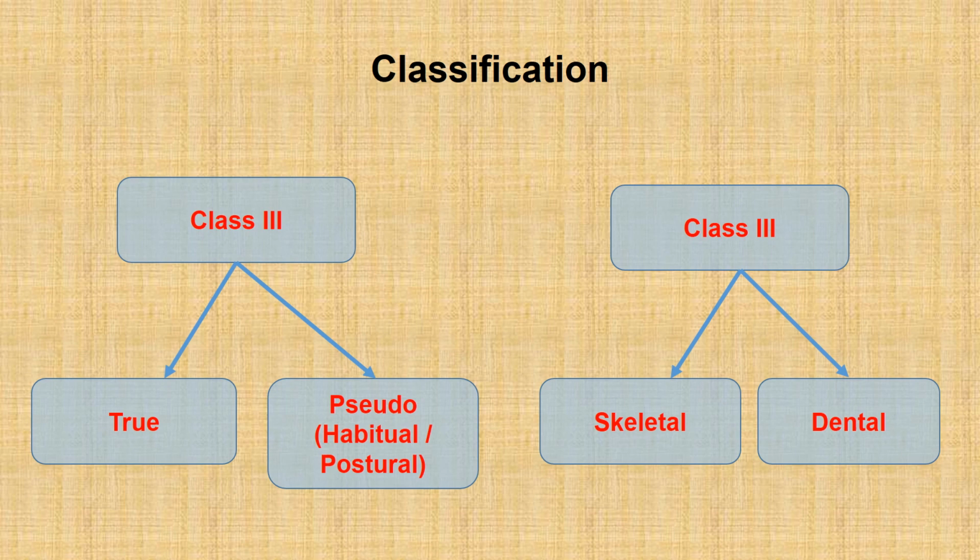Now, we can classify class 3s according to two schemes. One is whether it is a true class 3 or a pseudo class 3. Pseudo class 3 is whereby it's not really a class 3, but because of occlusal discrepancies, the mandible displaces forward into a class 3 relationship. Now, the other way of classifying a class 3 is whether the malocclusion is skeletal or it is dental.